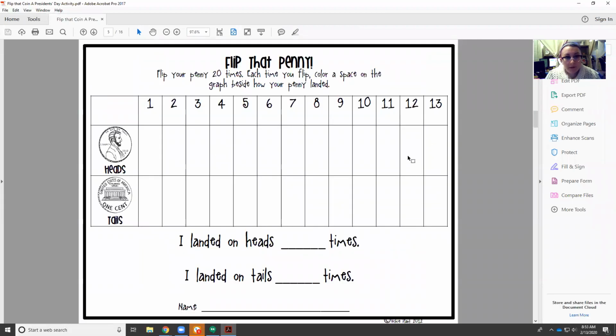So you take a penny and you flip it 20 times and see which side it lands on, the heads or the tails. So if you flip it the first time, it lands on heads, you put an X. Flip the second time, if it lands on heads, you put an X. Flip the third time, if it lands on tails, put an X. At the end, count up how many heads and how many tails you have.